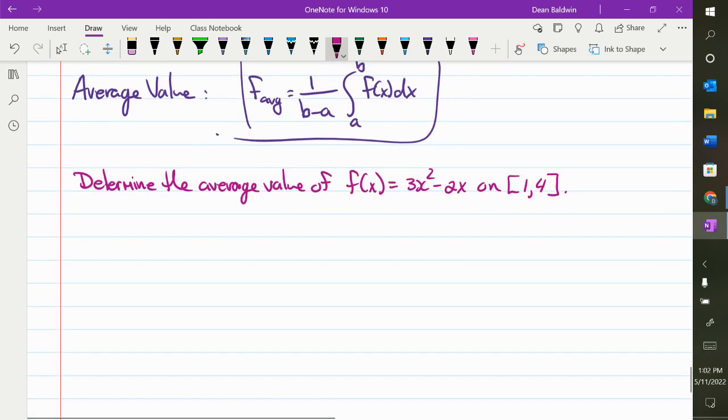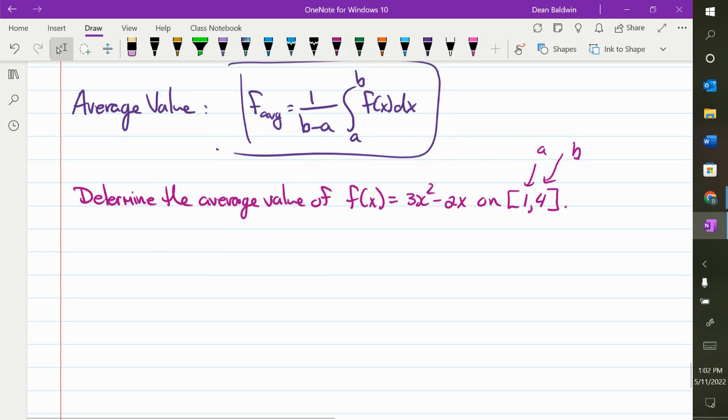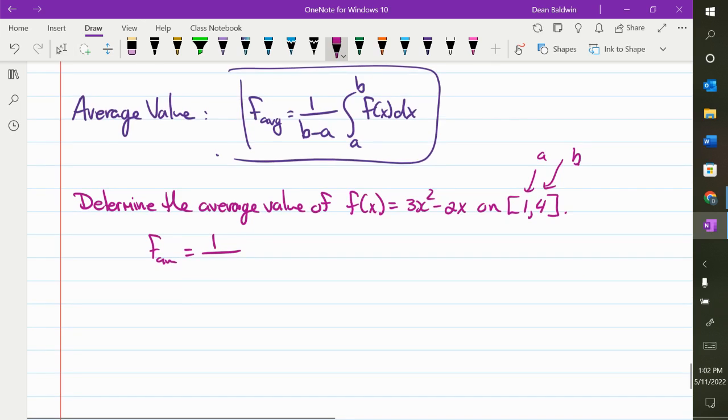Basically, just plug it into the formula. These are your a's and b's. So f average is 1 over b minus a, 4 minus 1, times the integral from a to b, 1 to 4, of our function. And then you just do it. I'm going to freeze it, and we're going to see if we end up in the same spot.